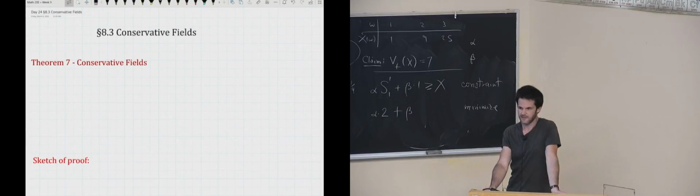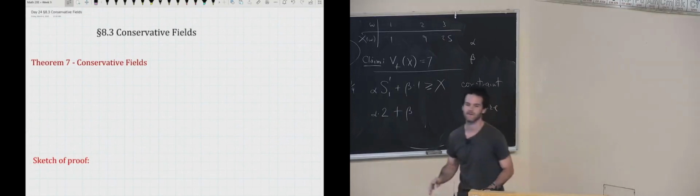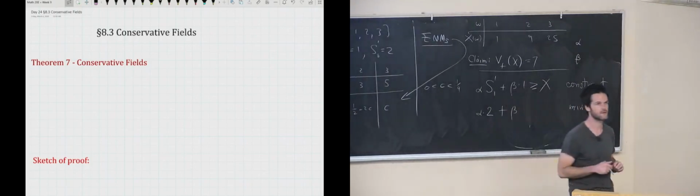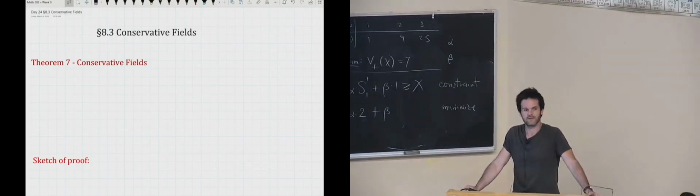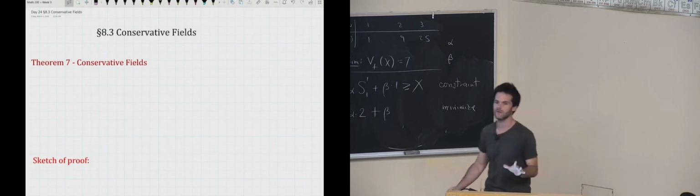All right, guys. So today we're on to 8.3, conservative vector fields. I already talked a little bit about these last time. In fact, most of this section is stuff we already know. So this is kind of going to be review.